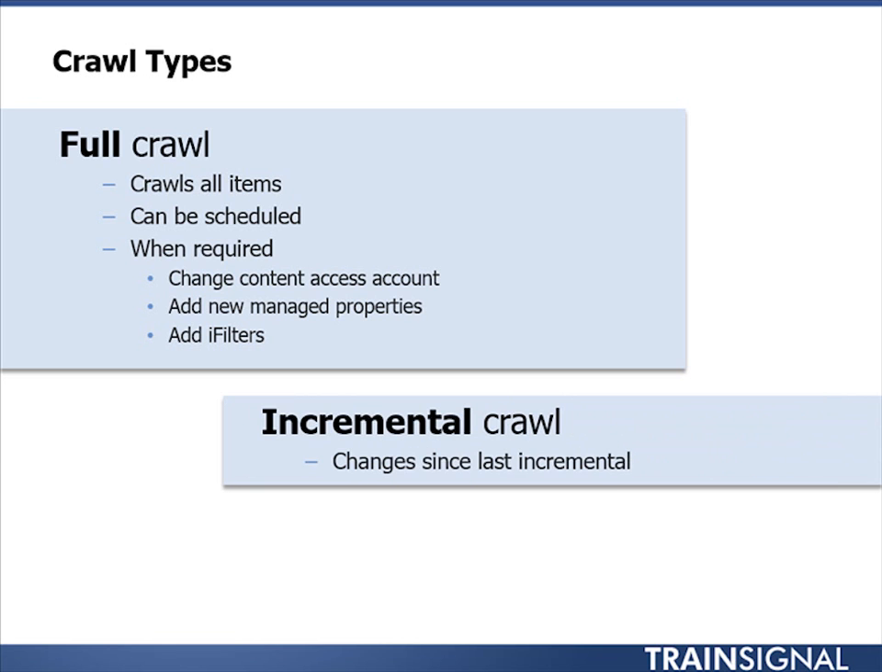The next type of crawl that we have available to us is an incremental crawl. And an incremental crawl, just like an incremental backup, is going to be all the changes since the last incremental. This is typically the one that you're going to schedule. Now, the frequency at which you schedule this is going to determine your latency. So in other words, if I only schedule this to kick off, say, once every 6 hours, well then, if a user makes a change, it's going to take 6 hours, or up to 6 hours, for that change to be reflected inside of the search results.